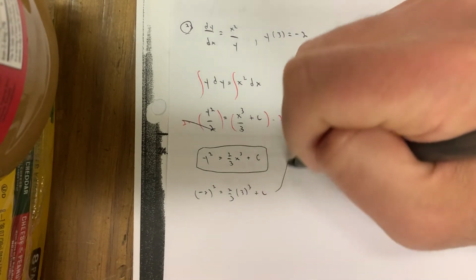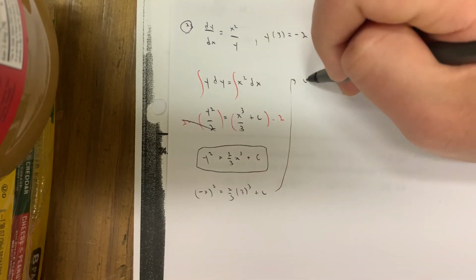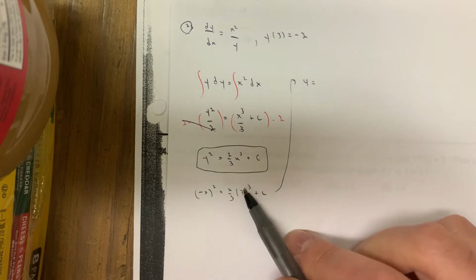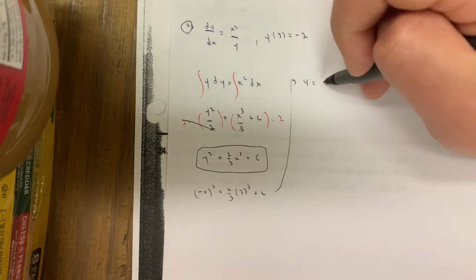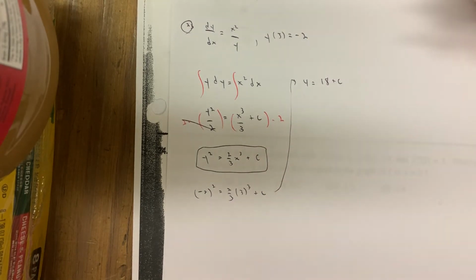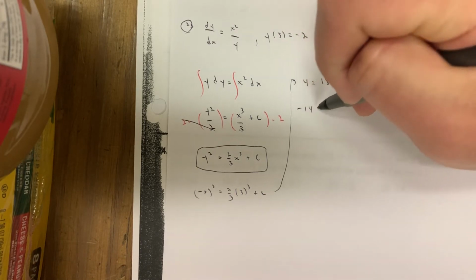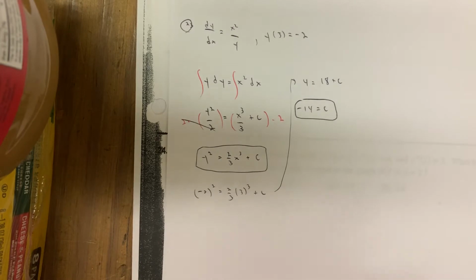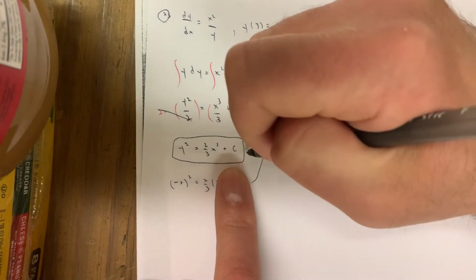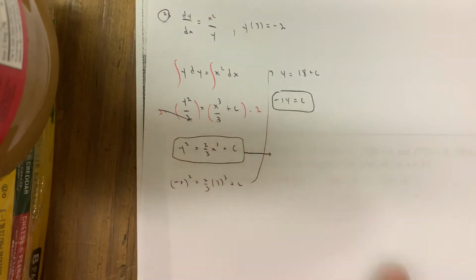This is going to give us, I'll put it over here, 4 is equal to 3 cubed, which is 27, divided by 3 is 9. 2 times 9 is going to be 18 plus c. Okay, subtract on both sides, and I get that -14 is equal to c. And make sure you plug that into the general solution that you used to generate that particular value of c.